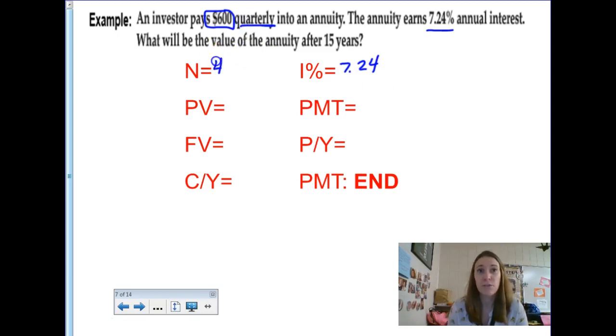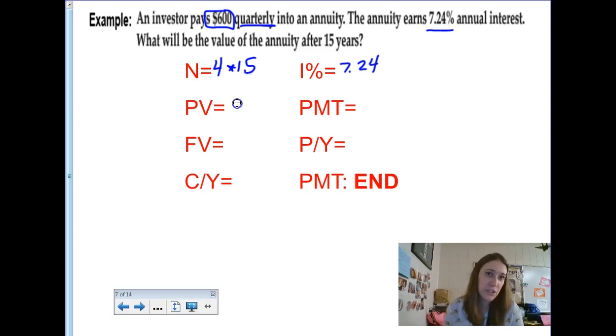So quarterly means 4 times a year, but you have to multiply that by 15. So you can either change that to a 60 because you know what 4 times 15 is, or your calculator will actually accept the multiplication problem of 4 times 15. So that's excellent. Present value.